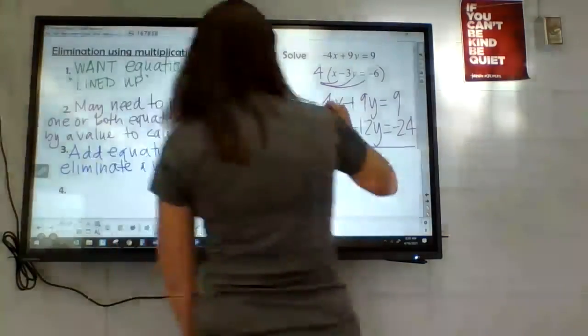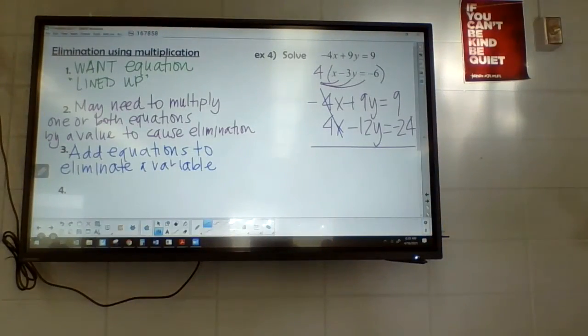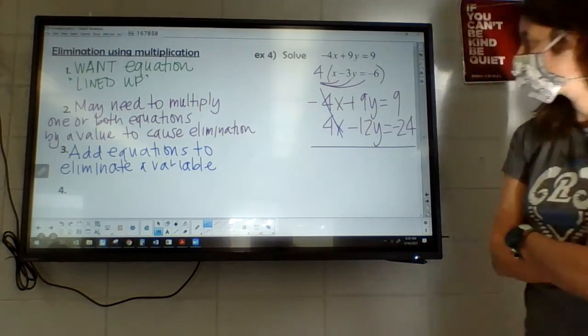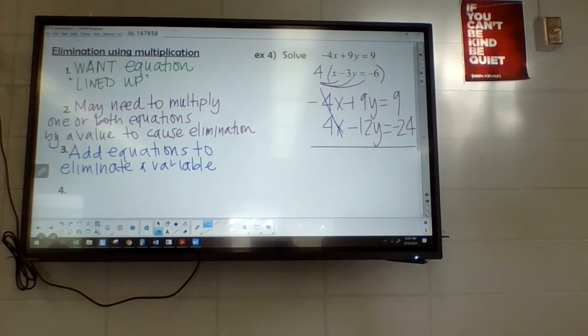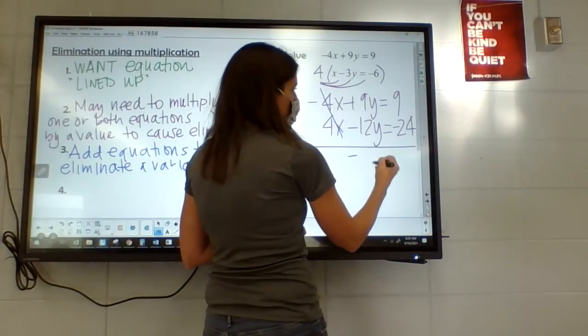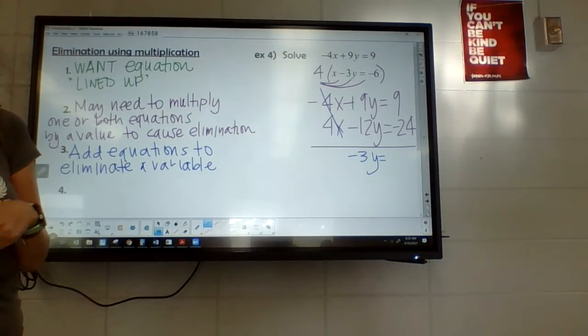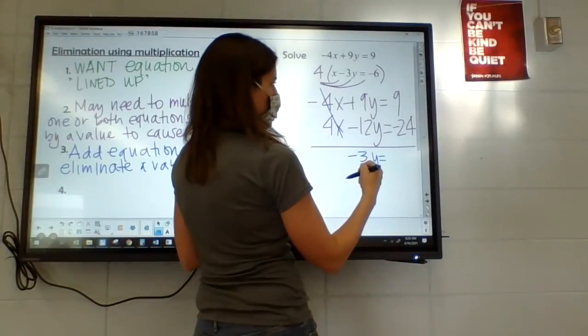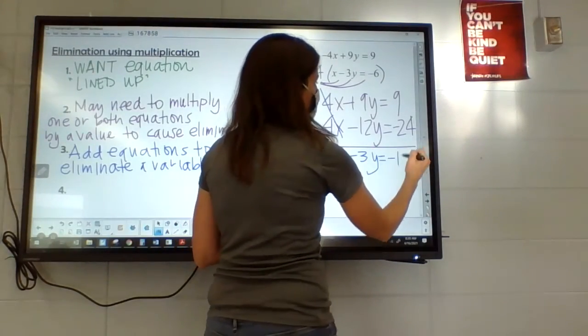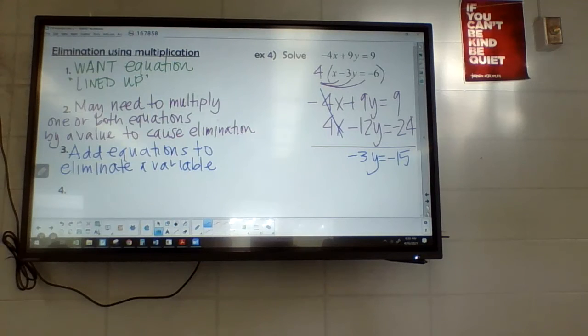So you can add the equations together to eliminate a variable. Those will cancel. And again, Justine mentioned multiplying by 3, which would just cancel the y's first. I don't know which way you decided to do it. So this ends up being a negative 3y, and then this is a negative, what is that? 15? There we go. So now we just have to solve our new equation.